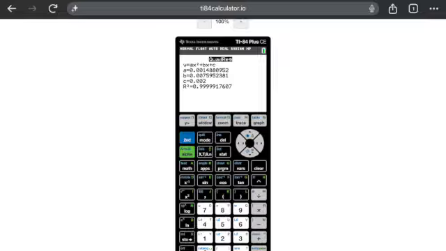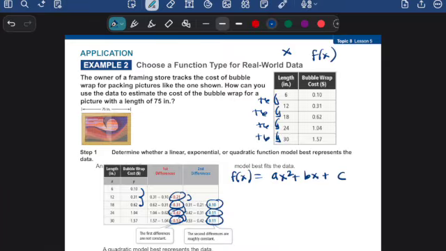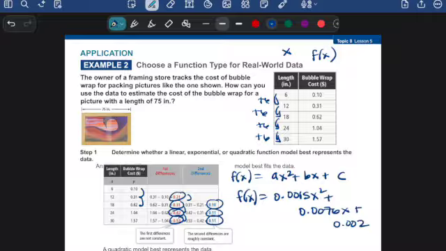So now we have our values for A, B, and C, and we can type those in. You can just do a couple decimals, 2 or 3 would be good. So then substituting those values for A, B, and C, we can write the function 0.0015x squared plus 0.0076x plus 0.002. I ran out of room.